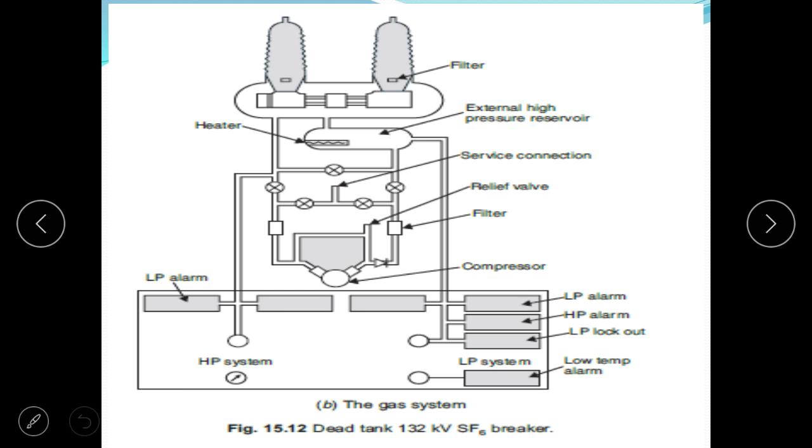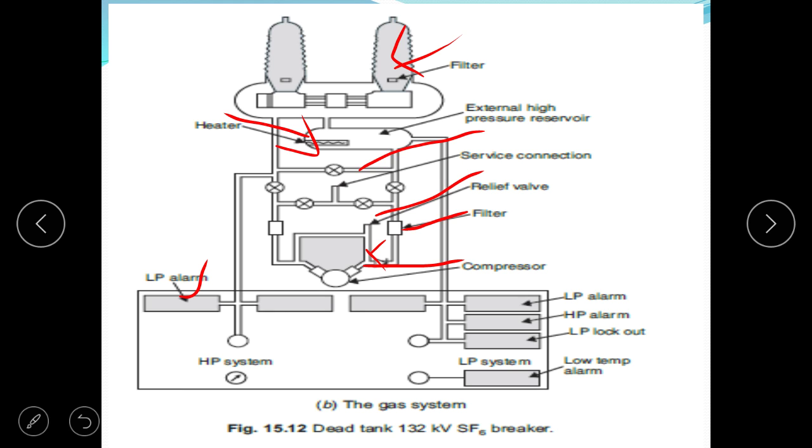In the gas system, there are two filters and a heater which maintains the temperature, to maintain the gas in liquid form. These are the service connections and relay valve, next filter and a compressor. This compressor compresses the gas to form it in a liquid form. It converts the gas into liquid form, and there is an alarm system for HP.